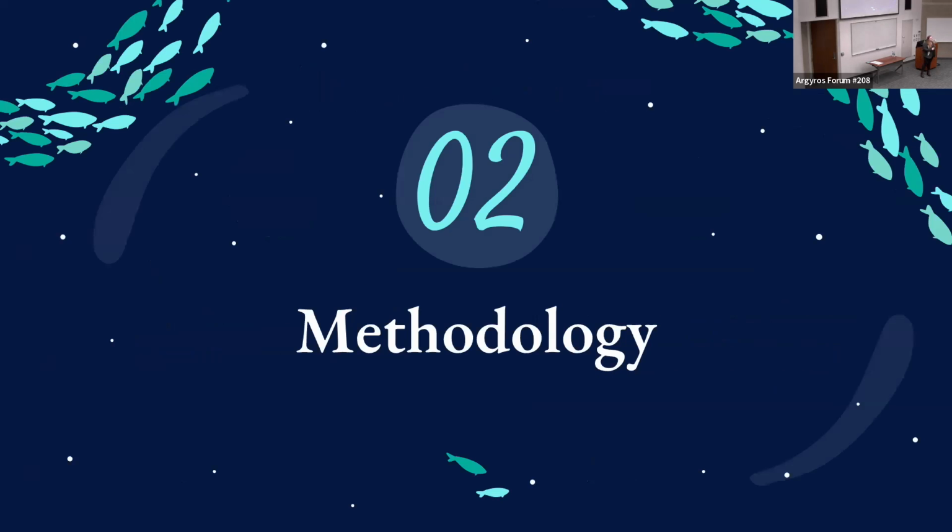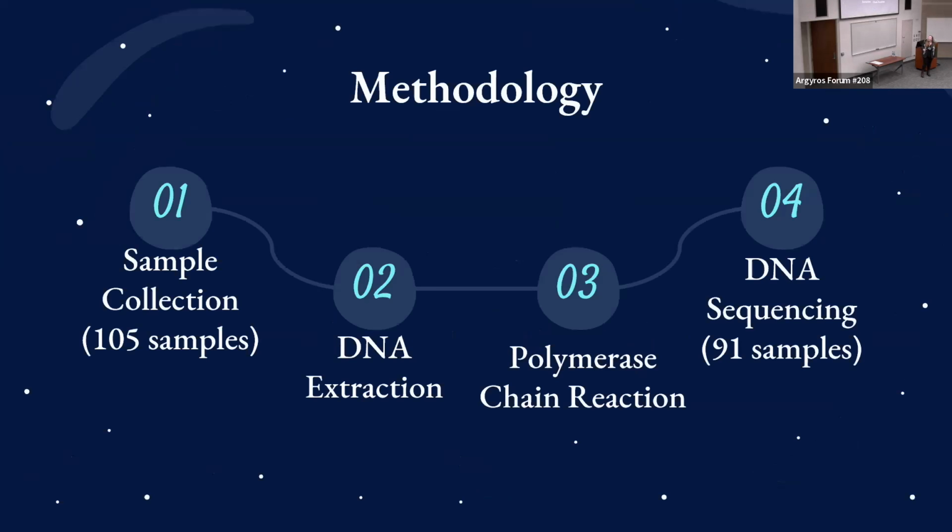So let's go through my methodology of how I did this research. First, we collected 105 samples from different restaurants around Orange County. Then we extracted DNA, put it through PCR to amplify that CO1 region, and then we did 91 samples of sequencing. We did 91 instead of 105 because 14 of those samples did not pass QC, so we couldn't use them for sequencing.